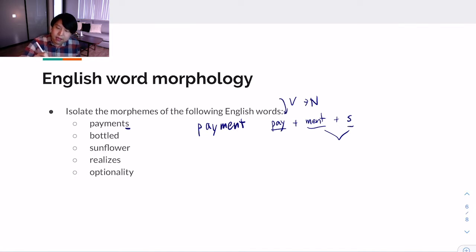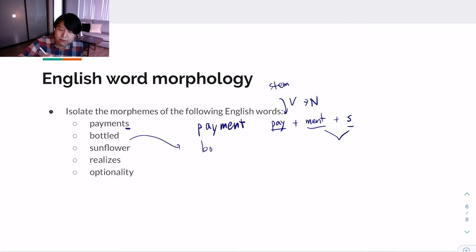And pay is a stem, and you can use this word by itself. I pay something, so it's not a bound morpheme, it's a free morpheme.